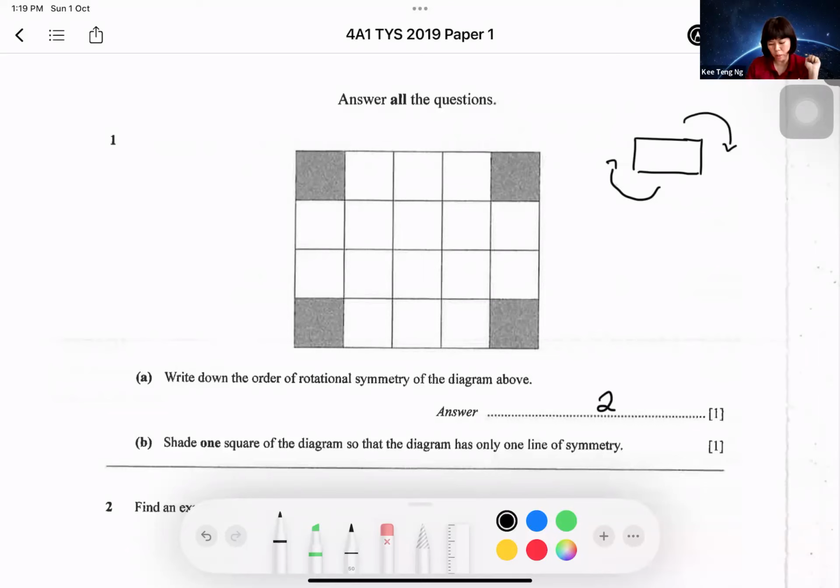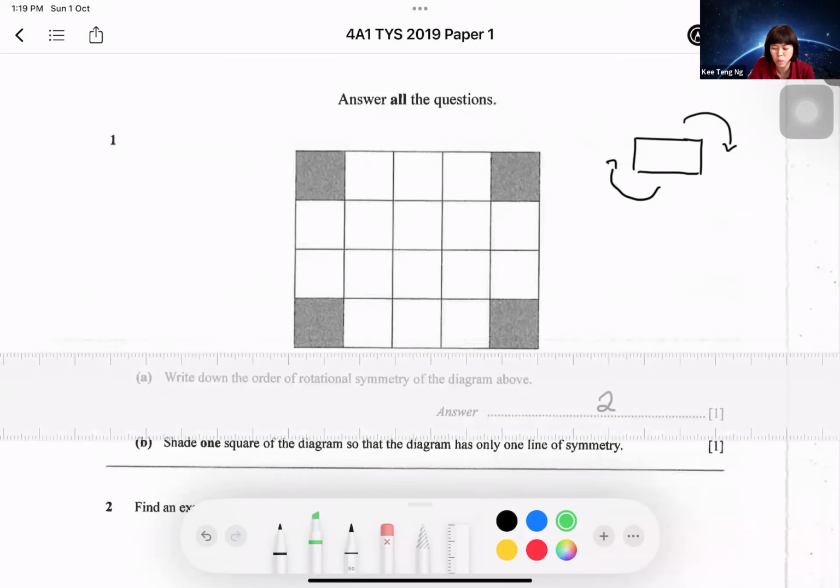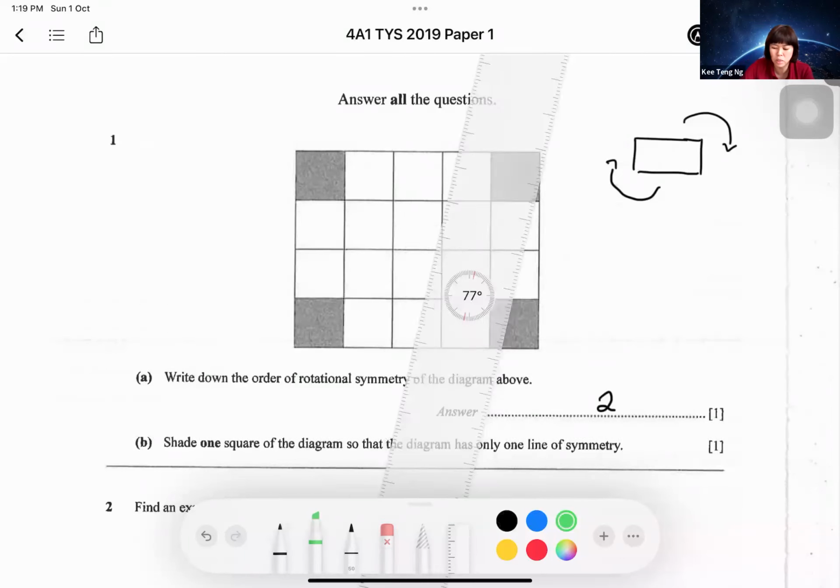Next one, shade one square so that the diagram only has one line of symmetry. If it only has one line of symmetry, I must shade the square somewhere in the middle or whichever, depending on how I cut the symmetry. Since this is a rectangle, I can just shade any square along the center line, only one particular center line. So if you want, I can put the particular line of symmetry along here.